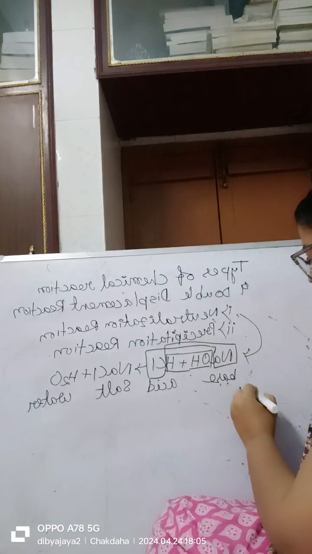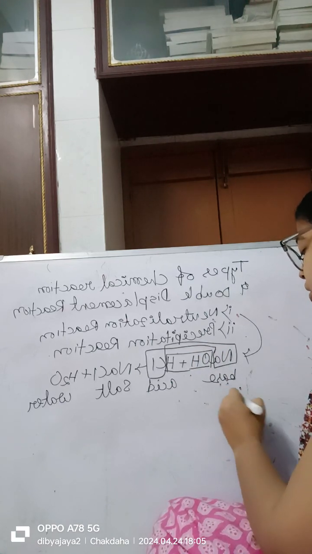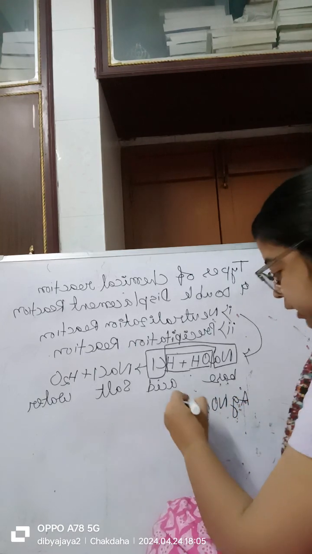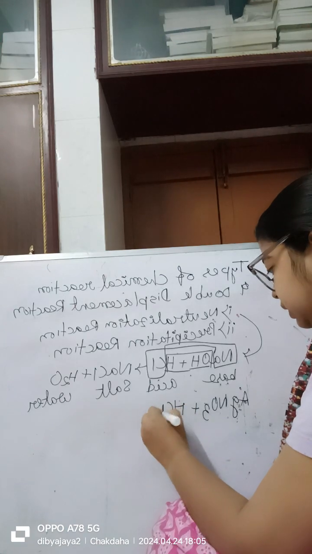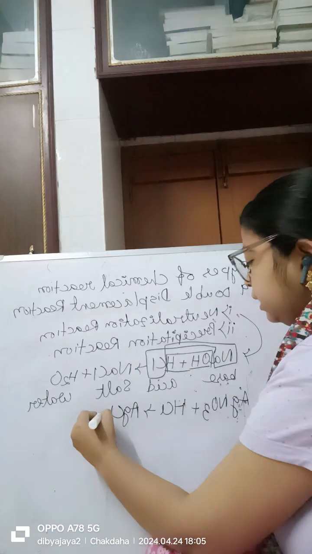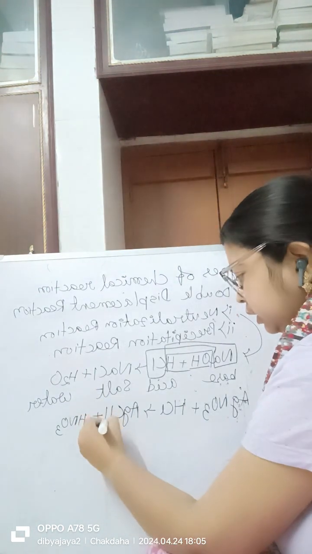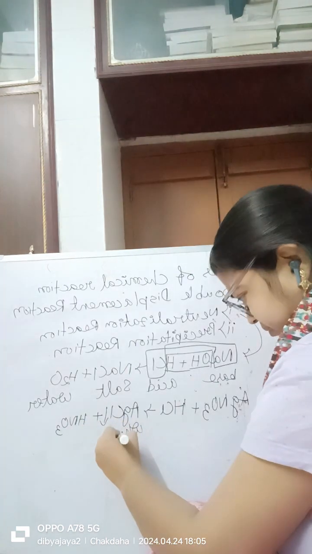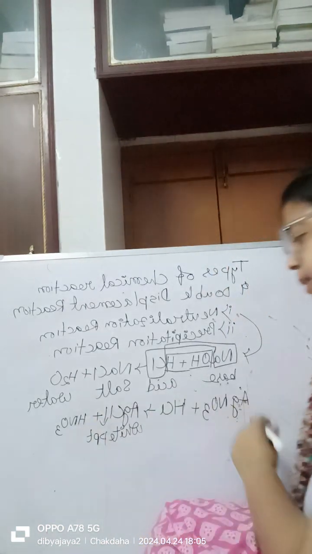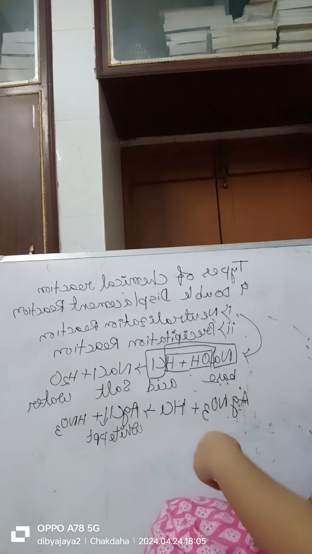Okay, precipitation reaction, already we know: if silver nitrate solution reacts with Cl, then we get AgCl and HNO3. Already this was done in the classroom. White PPT. PPT stands for precipitate.